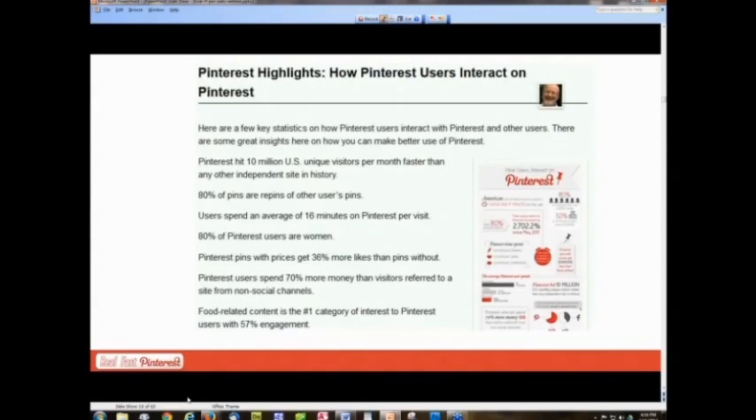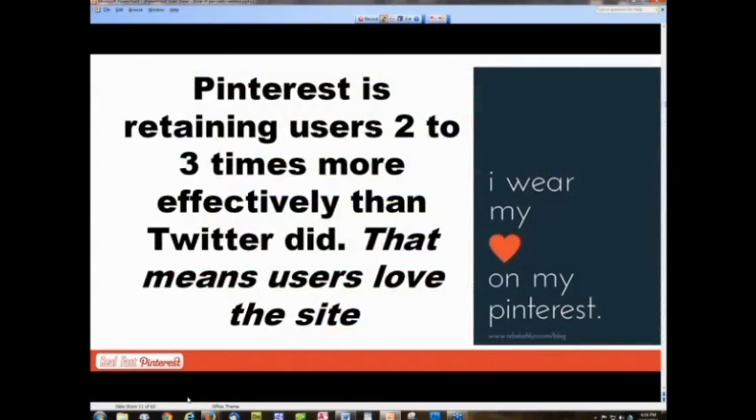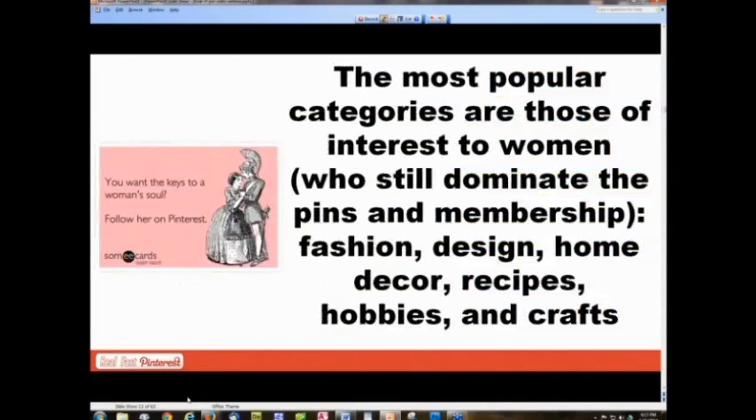Food-related content is the number one category of interest on Pinterest, with 50% engagement, but there are a lot of other categories we'll be talking about. Pinterest is retaining users two to three times more effectively than Twitter. That means they actually stay on Pinterest and use it and love it, and that's a key thing. The most popular categories are those of interest to women. That's unquestionably the case. For men, one of the key interest areas is automobiles and home repair.